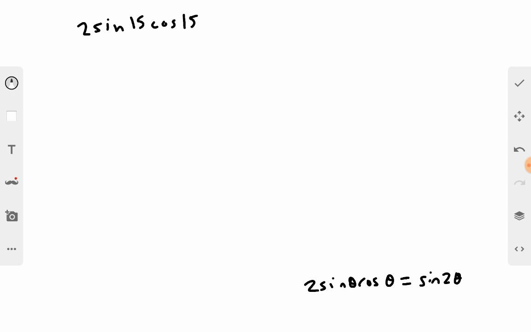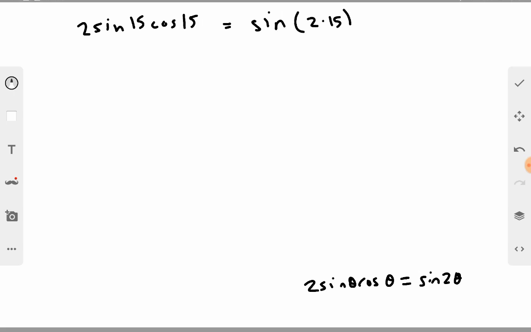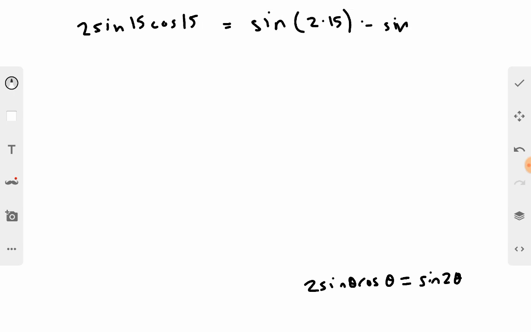And you say, okay, well, if theta is 15, then this has got to be equal to sine of 2 times 15, that's sine 30. And we know that sine of 30 is equal to 1/2. Okay, so you've got to kind of identify those formulas.